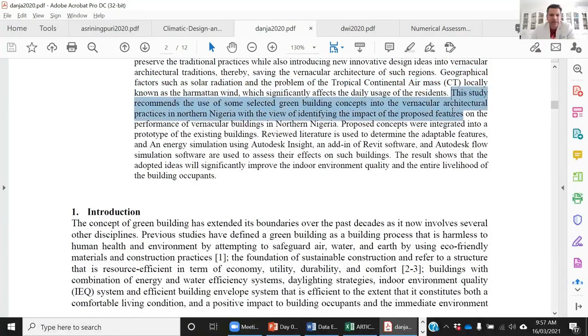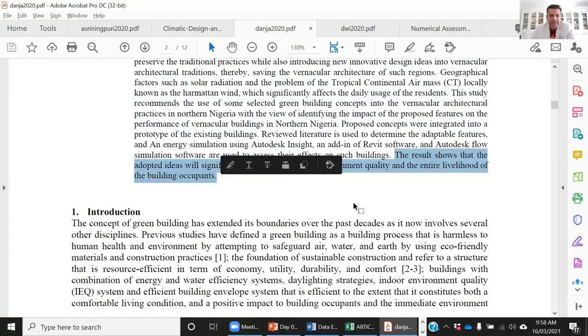Okay, so this study recommends the use of some selected green building concepts into the vernacular architecture practices in northern Nigeria, with the view of identifying the impact of the proposed features on performance. Review literature is used to determine the adaptable features and energy simulation. The results show that adapted ideas will significantly improve the indoor environment quality and entire livelihood of the building occupants. So this is the results.